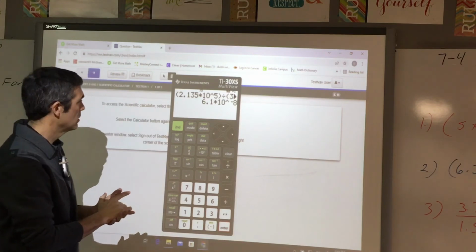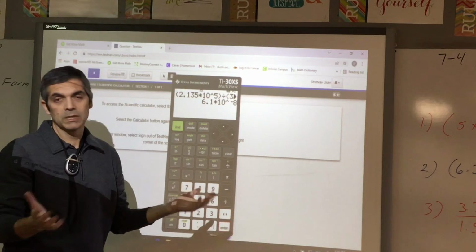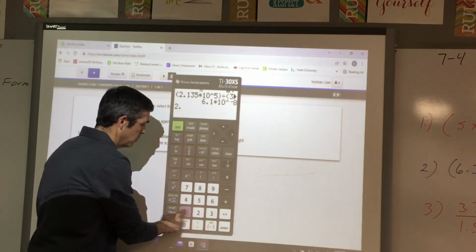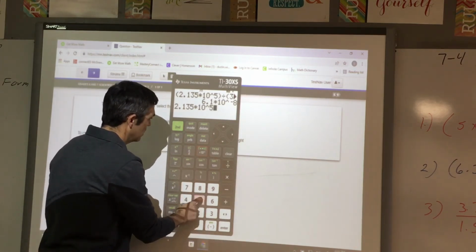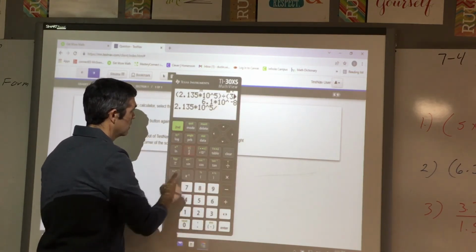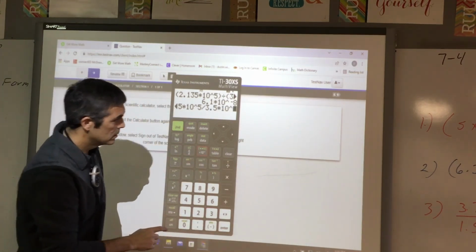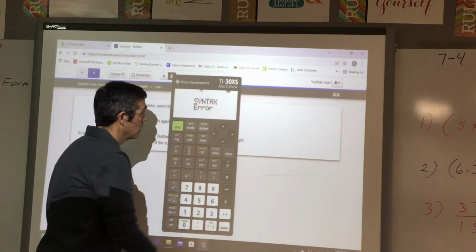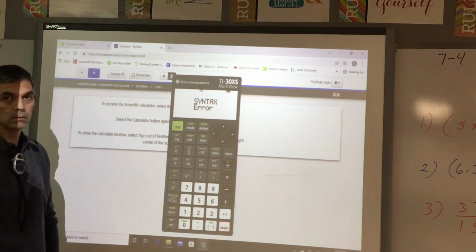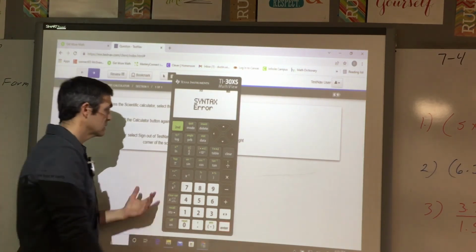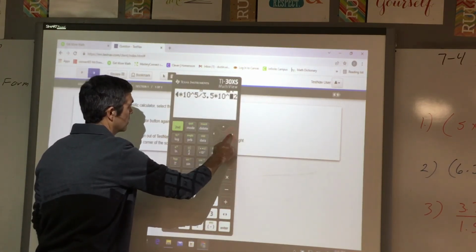Now here, I'm going to try this using the fractional button and see if it gets me back the same answer without the parentheses. Okay, so 2.135 raised to the 5th, divided by 3.5 raised to the 12th. Enter. Syntax error. Okay? You have to have the parentheses there, otherwise it's not going to work. If you have the parentheses there, it's going to get back. This is just not going to cut it for you.